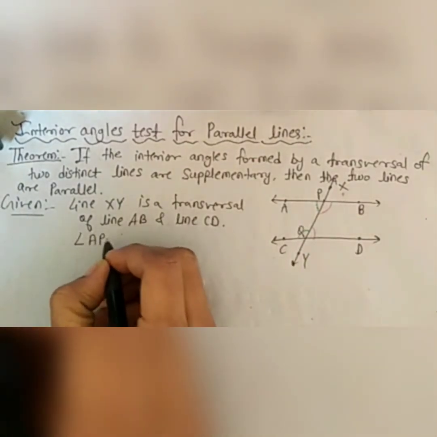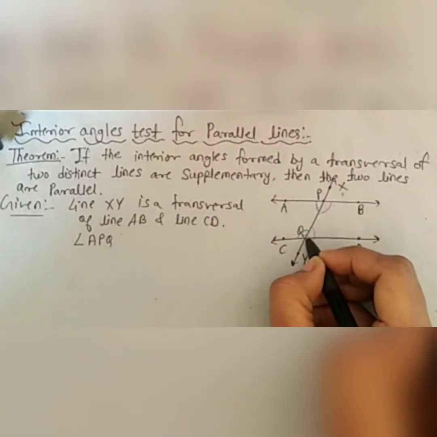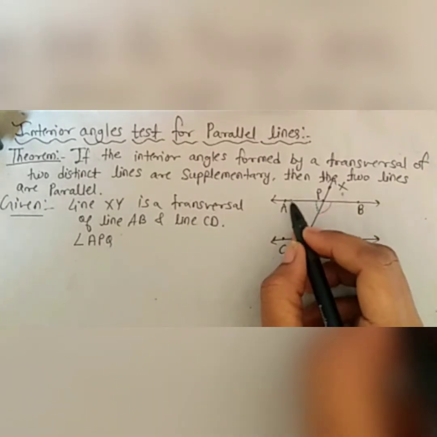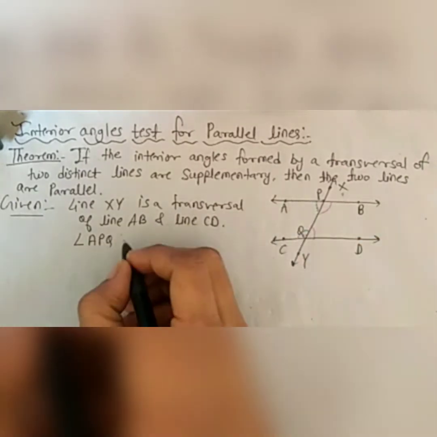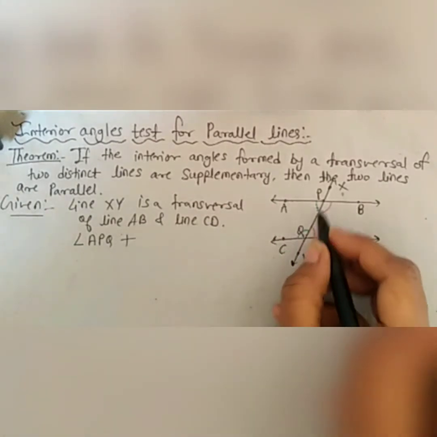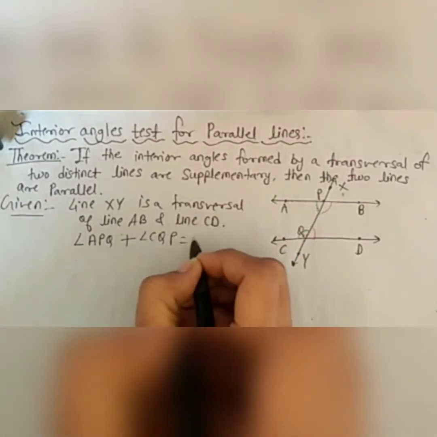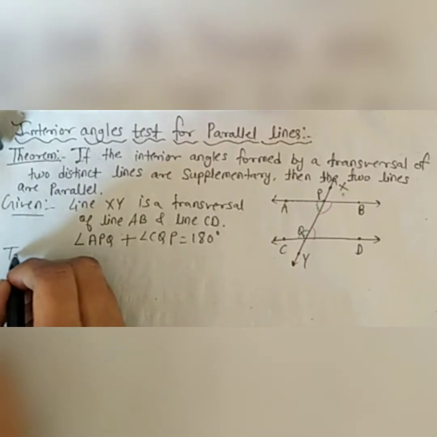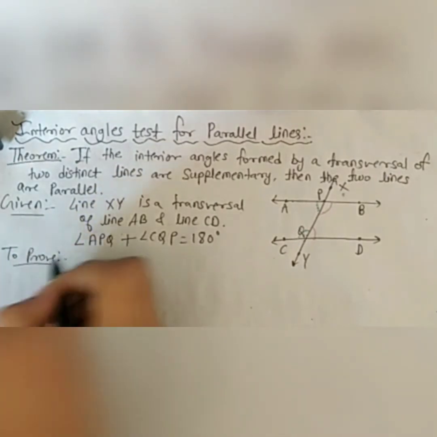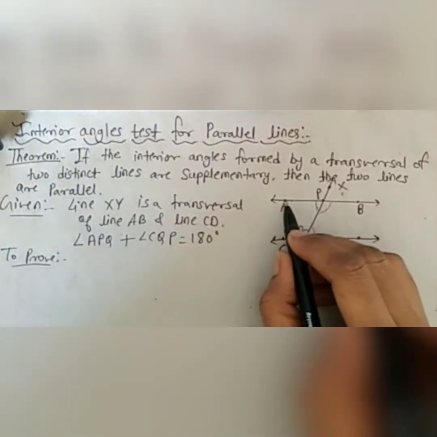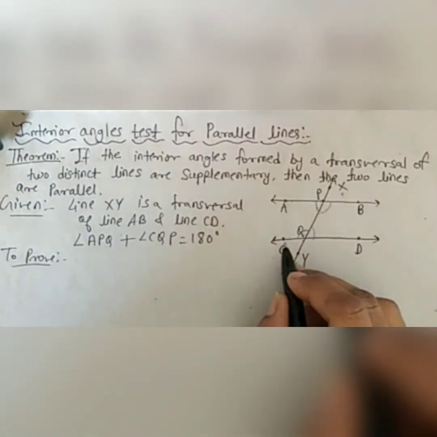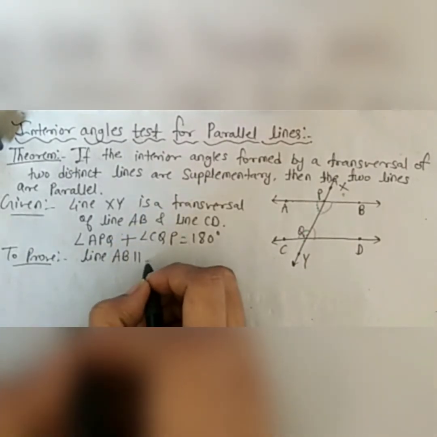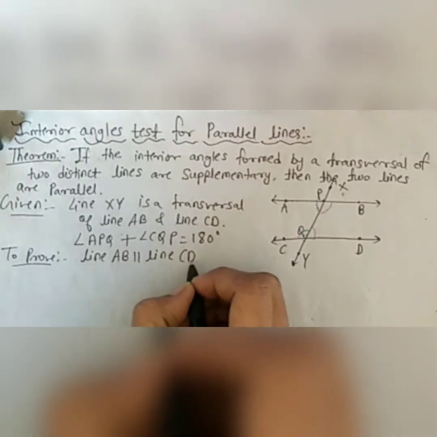Angle APQ, we can write angle APQ as angle QPA, no problem. And now I am writing angle APQ plus angle CQP is equal to 180 degrees. This is given, and what we have to prove? Then the two lines are parallel, means we have to prove line AB is parallel to line CD.